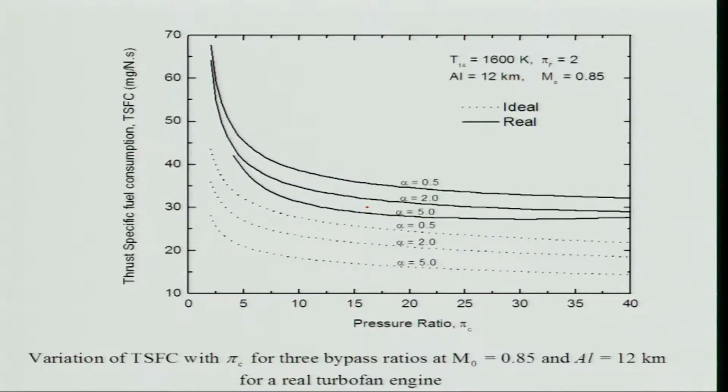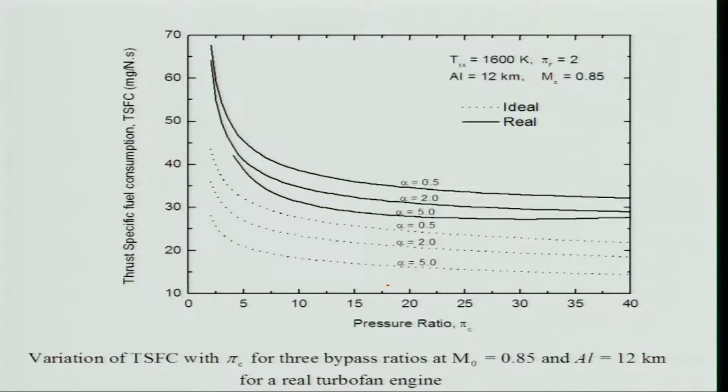But if you look at the thrust specific fuel consumption, you will find that in all 3 bypass ratios, 0.5, 2 and 5, the thrust specific fuel consumption is higher than the ideal one.